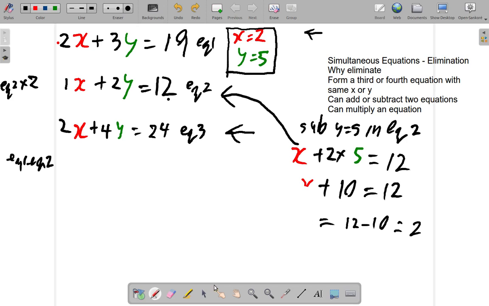Alright? So, let's pause for now, and then we do another video later on with another example of simultaneous equations by elimination.